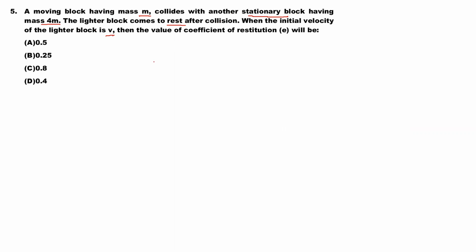Friends, a moving block of mass m. This is a moving block which is having mass m. Let its velocity be v, given as the initial velocity of the lighter block. It collides with another stationary block. That stationary block has mass 4m and no initial velocity. And after collision, they collided. What happens? The lighter block comes to rest. That means the block having mass m, its velocity becomes 0, rest.